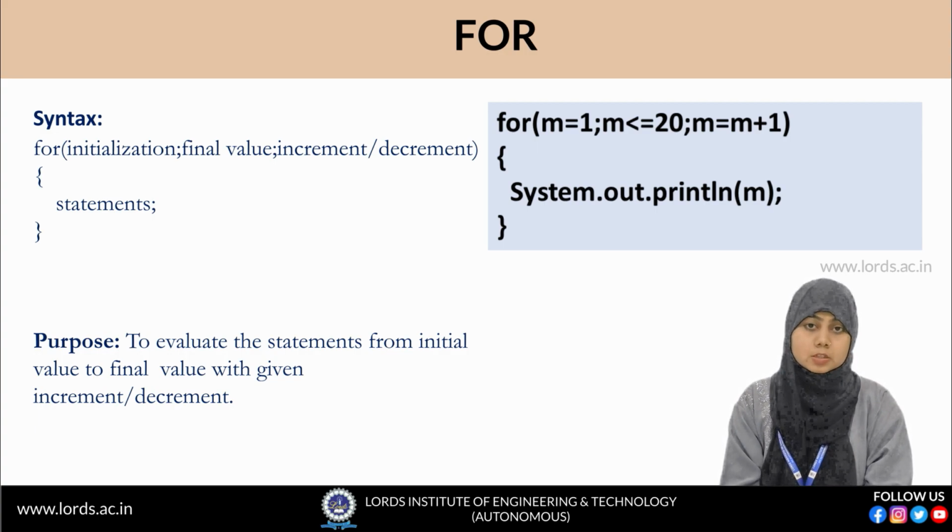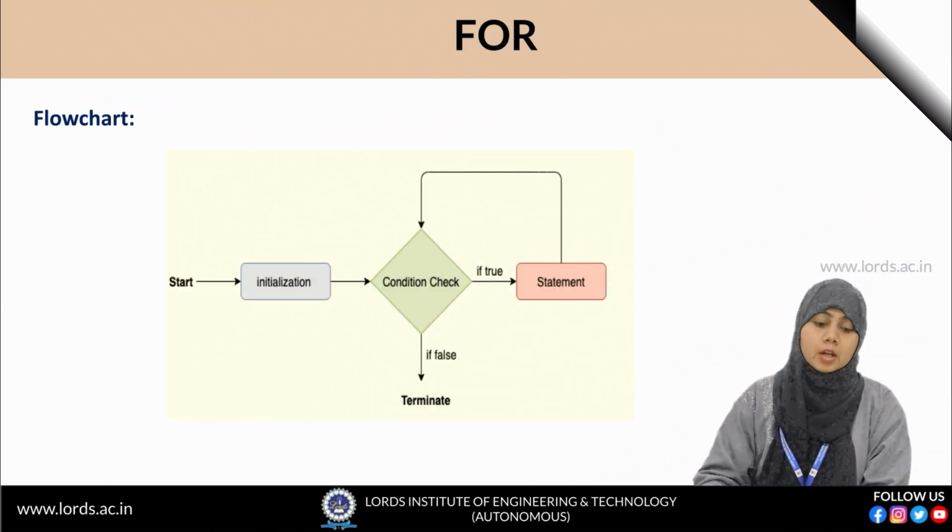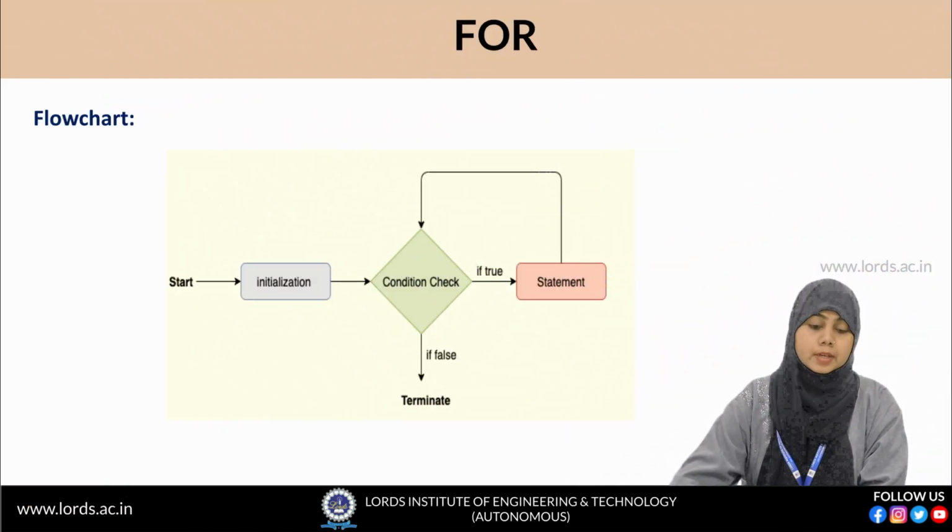Then the moment the m value is incremented and reaches 21, it will terminate the loop, right? Because the condition is false. So that is the reason it will break the loop. We'll see a flow chart of it, how we can write this program.